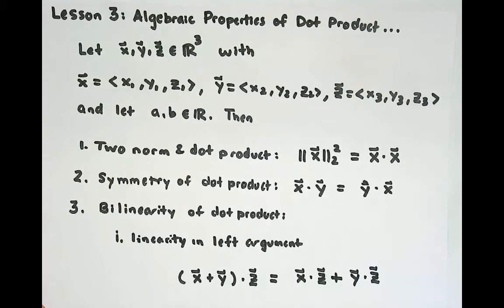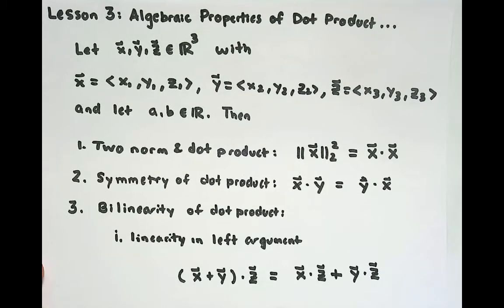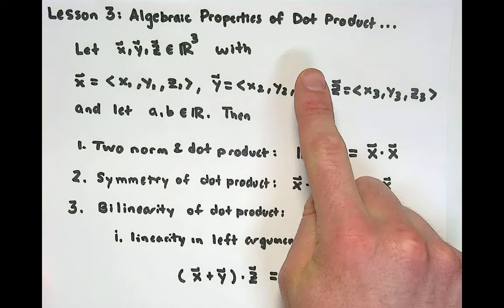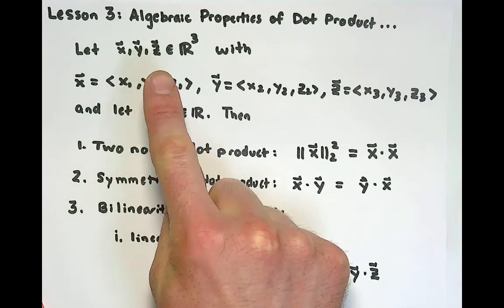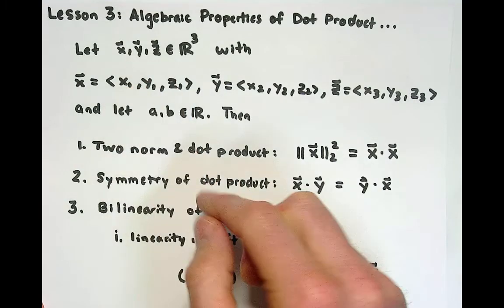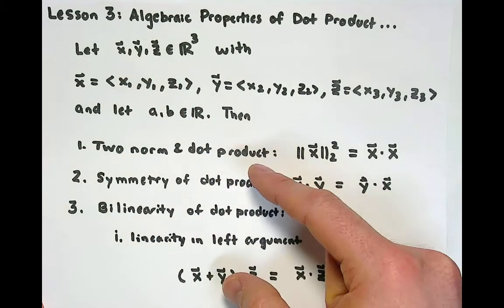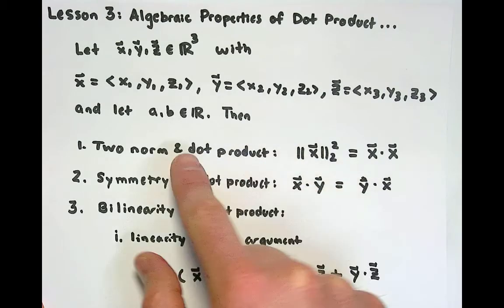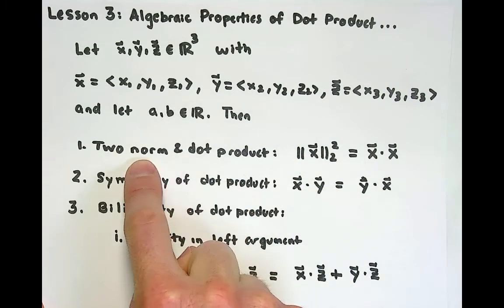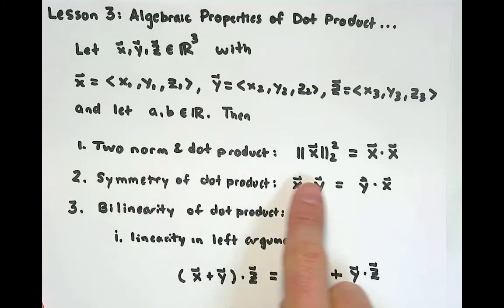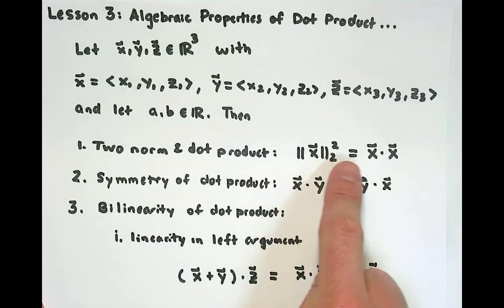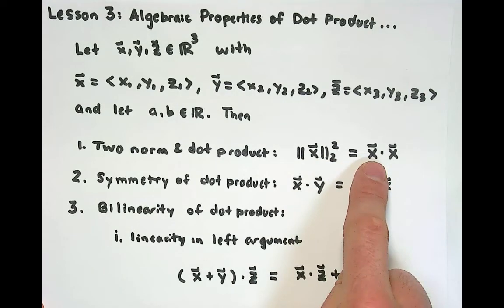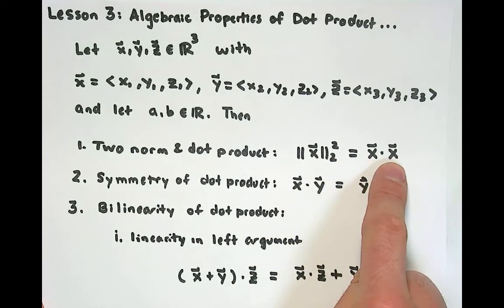Welcome back. We're going to continue our conversation of algebraic properties in the dot product. Let's do a quick review of what we did last time. We started with vectors in R3, and we really showed three algebraic properties. The first one was the connection between the two norm of vectors in R3 and the dot product, and that said that the square of the two norm was equal to the vector dotted with itself.